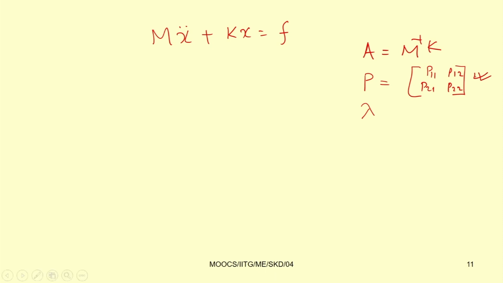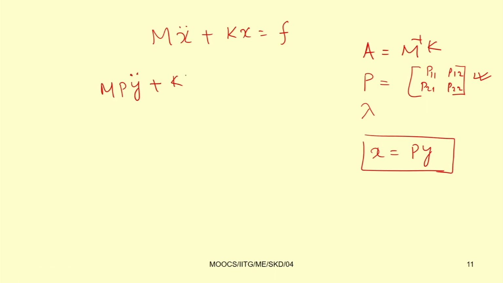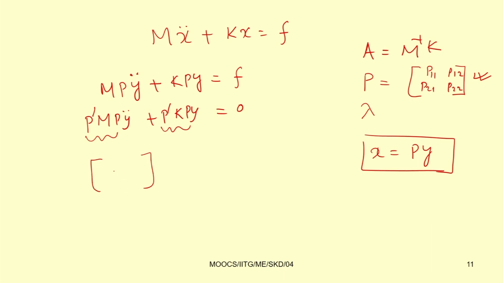Now after getting this p, what can we do? Let us write x equal to p y. Then this equation reduces to m p y double dot plus k p y equal to f. Now, pre-multiplying by p transpose, we get p transpose m p y double dot plus p transpose k p y. From the property of these eigenvalues and eigenvectors, this matrix is diagonal, and also this matrix is diagonal.